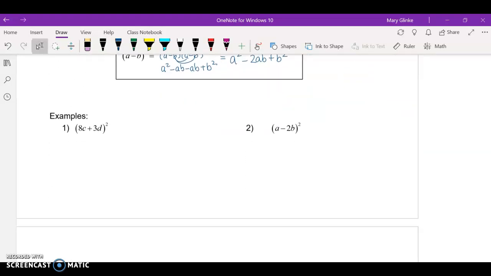So here's what I'd like you to do. Take a moment and pause the video and try examples 1 and 2: cross off the square, write it twice, and distribute.